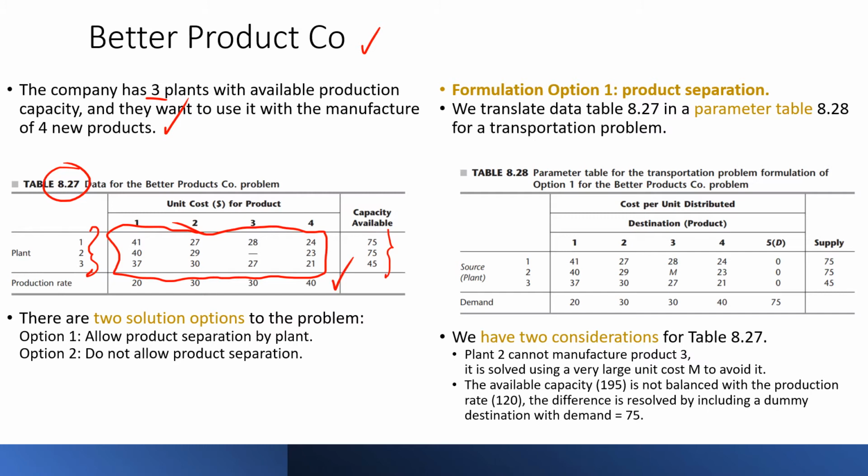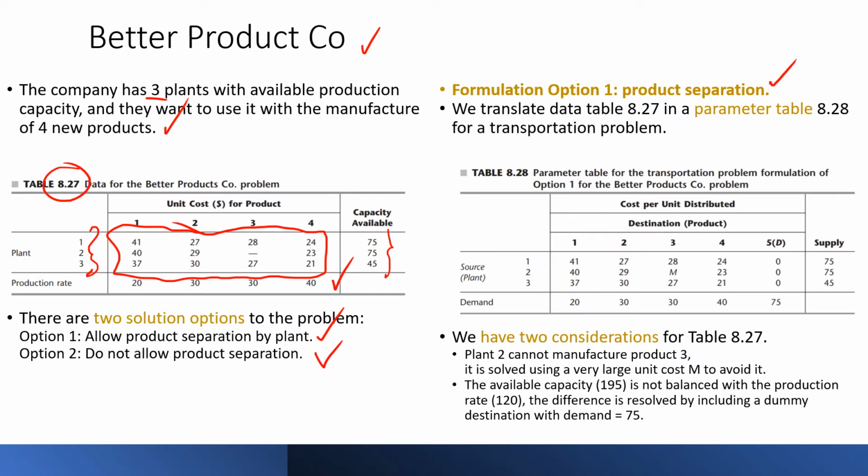Now, we can solve this from 2 points of view. The first one, we're going to allow product separation. That means as a transportation problem. And the second one, we're not going to be allowing product separation. That means we're going to solve it as an assignment problem. Let's go first for option 1, product separation.